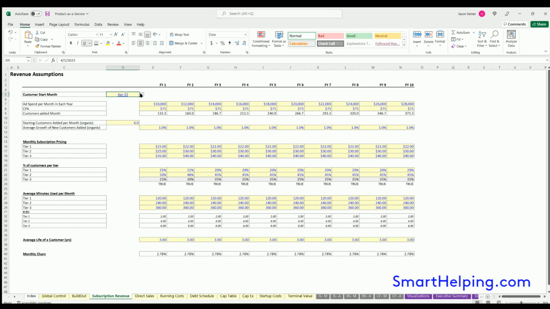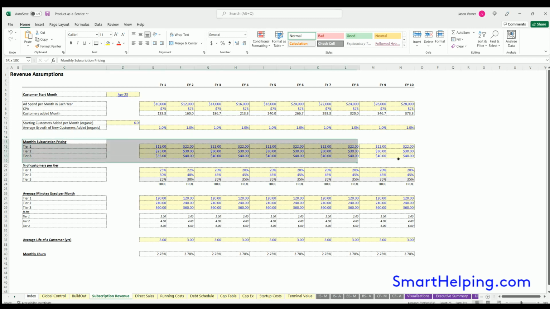You define the month customers come online. And there's a couple acquisition channels. There's ad spend and some cost per acquisition. And then based on that, you've got some amount of customers added per month over a 10-year period. You've also got organic customers, so the starting customers added per month, and then the increase of customers added per month as a percentage. It's a monthly compounding increase rate that you can define in 10 years. So these two assumptions will define how many customers you have over time.